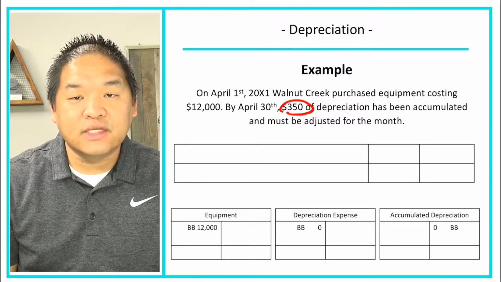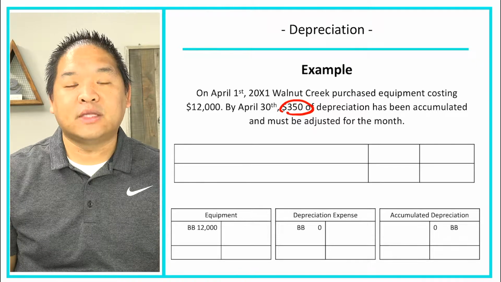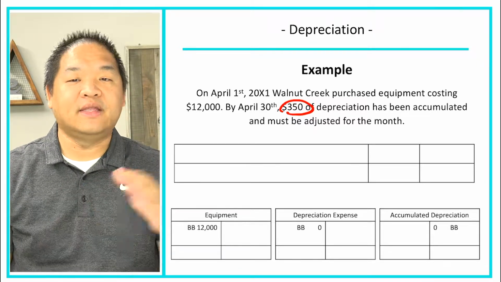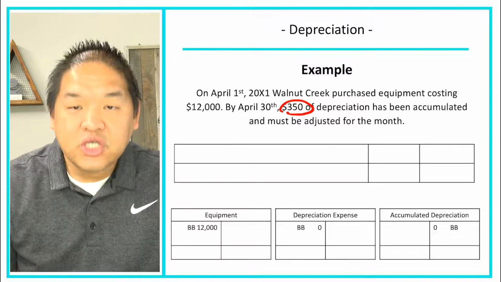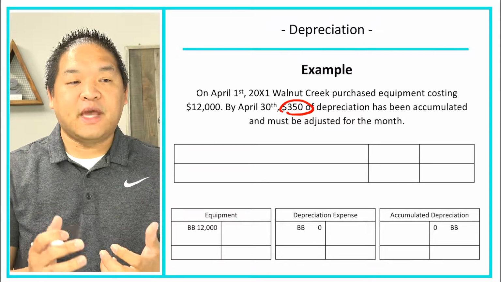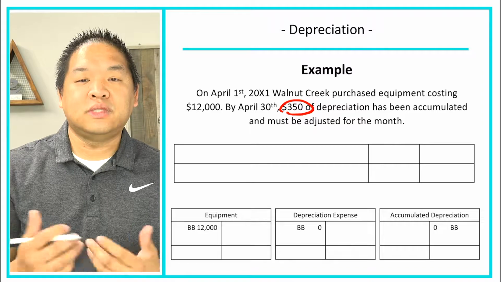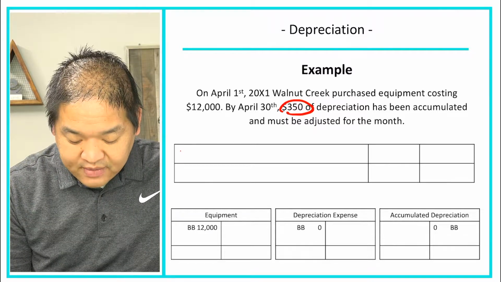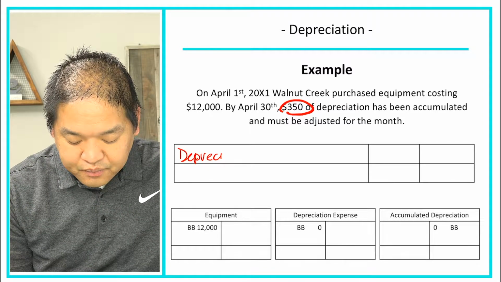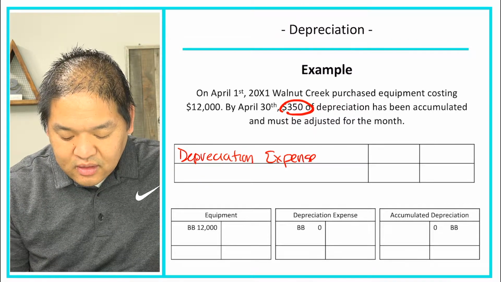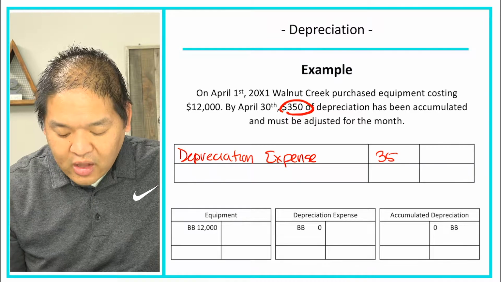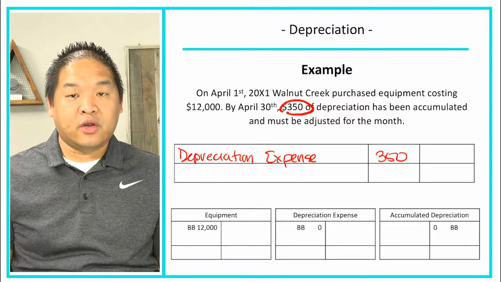The way that we do this is we have to debit an expense. Well, what expense did we learn about in this lesson? We learned depreciation expense. If it's an expense and it's increasing, we're going to debit the expense. So we're going to debit depreciation expense for $350. And then the question is, what are we going to credit?